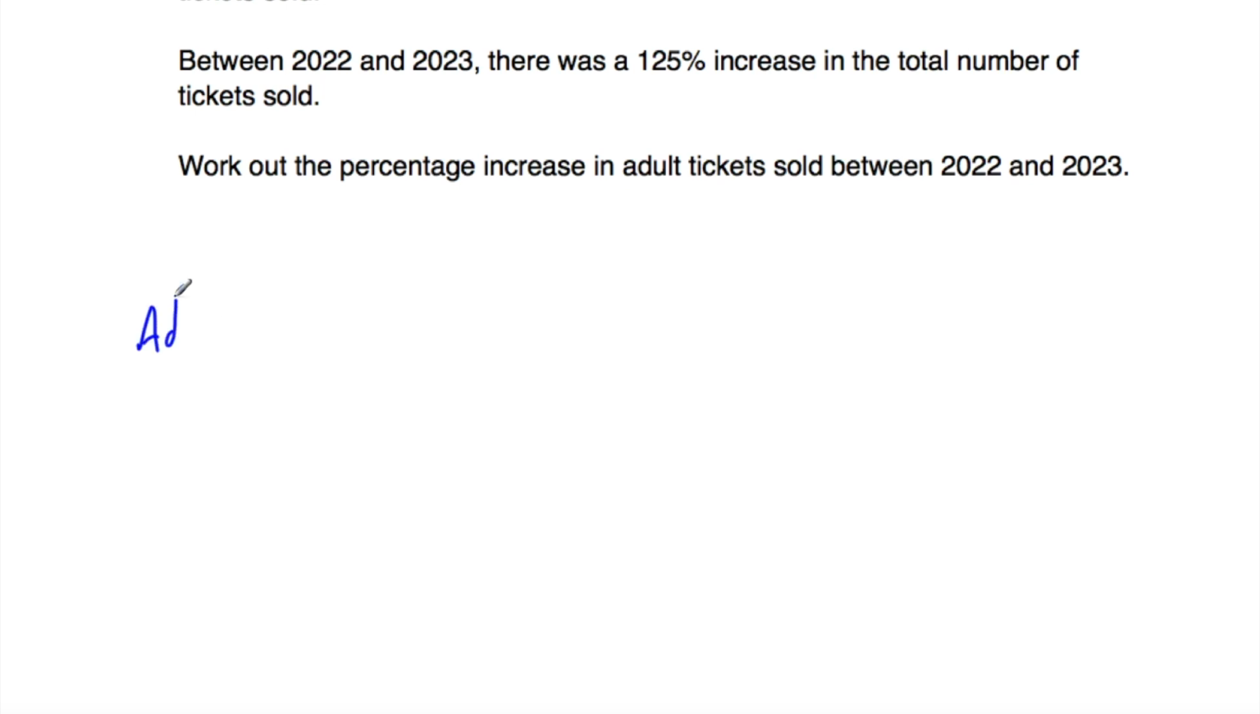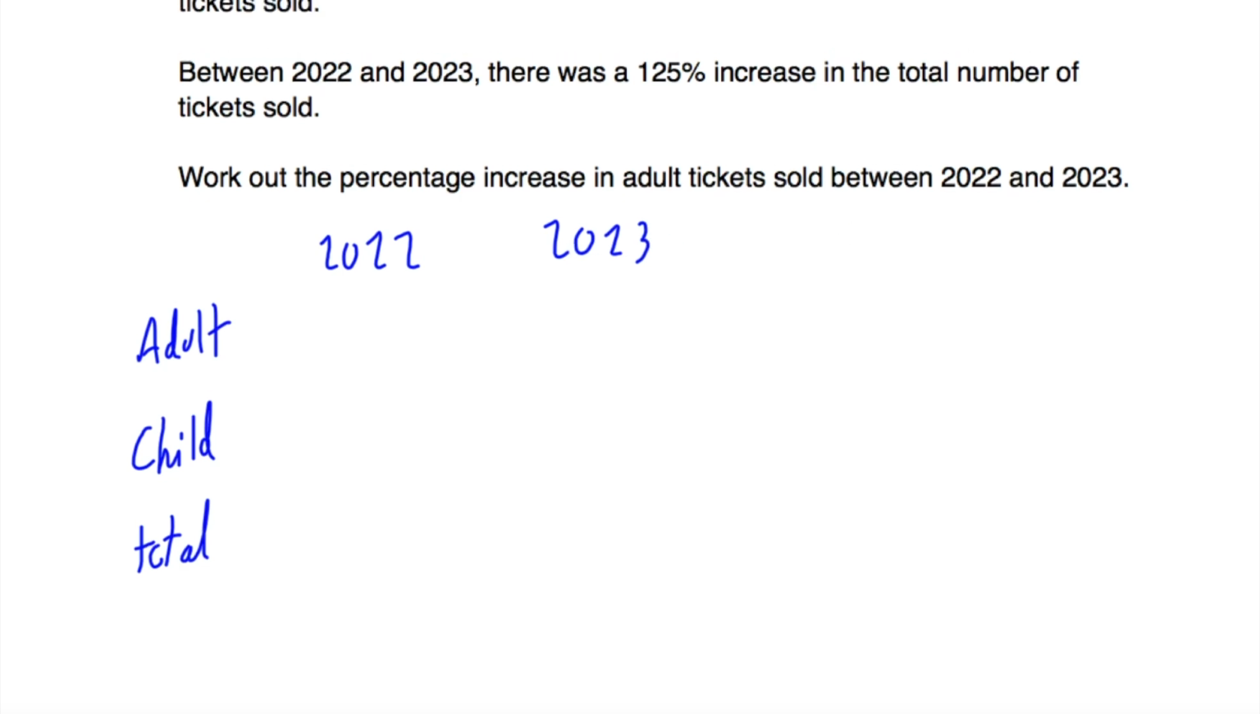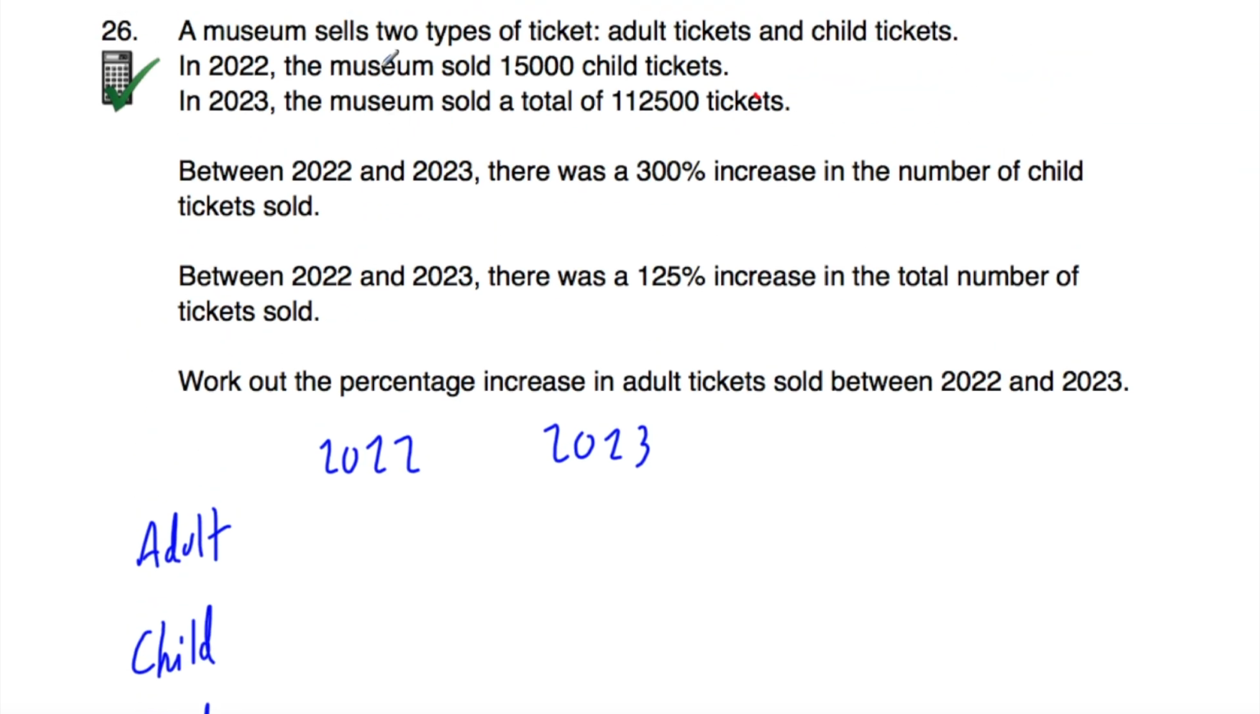So there's adult tickets, there's child tickets, and we're also told information about the total number of tickets sold. So I'm just going to make a table saying adult, child, and total. And then we've got 2022 and 2023. Okay, so were we told any of the values? Yes, we were told in 2022, I'm just going to change colour of ink here to red, we were told in 2022 there were 15,000 child tickets sold. So there's 15,000 child tickets sold.